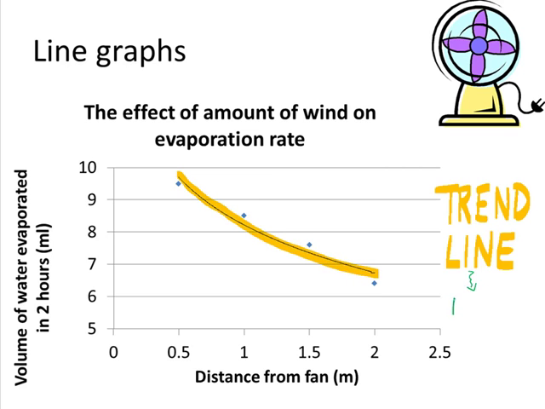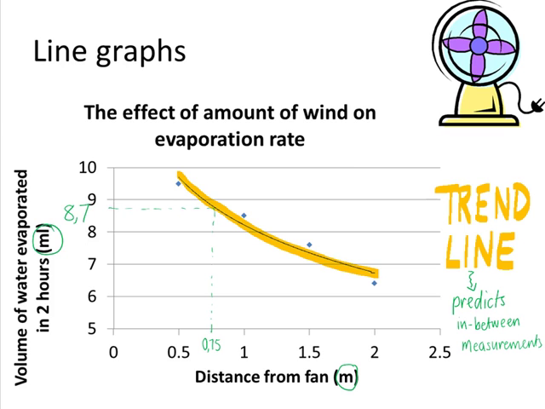That trend line predicts what values we would have measured at the values in between the ones we did actually measure. So, for example, from this, we predict that had we placed a Petri dish 0.75 meters from the fan, then approximately maybe 8.7 milliliters of water would have evaporated in 2 hours. We didn't actually place any Petri dish at that distance. So the line is just predicting if we had.